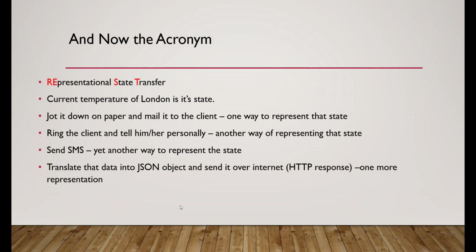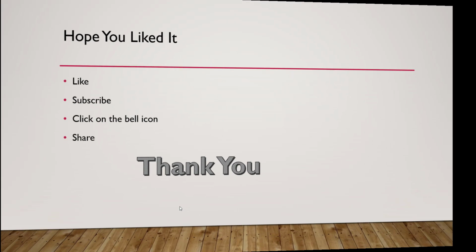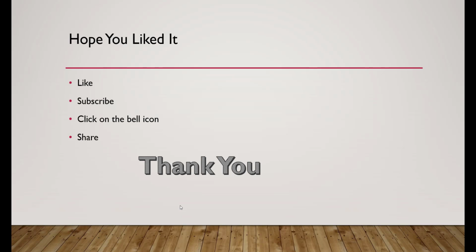So if you are sending a letter, our transfer mechanism is the postal service. If you are making a phone call, the telephone network is the transport mechanism. And if you are using JSON object, that JSON protocol is the transport mechanism. So that's why it's called representational state transfer. A state is being represented in any way you like and is being transferred from one place to another place. Okay, so that was my take on what RESTful APIs are.